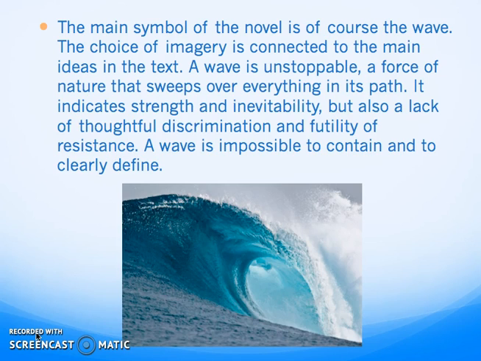The main symbol of the novel is of course the wave. The choice of imagery is connected to the main ideas in the text. A wave is unstoppable, a force of nature that sweeps over everything in its path. It indicates strength and inevitability, but also a lack of thoughtful discrimination and the futility of resistance. A wave is impossible to contain and to clearly define.